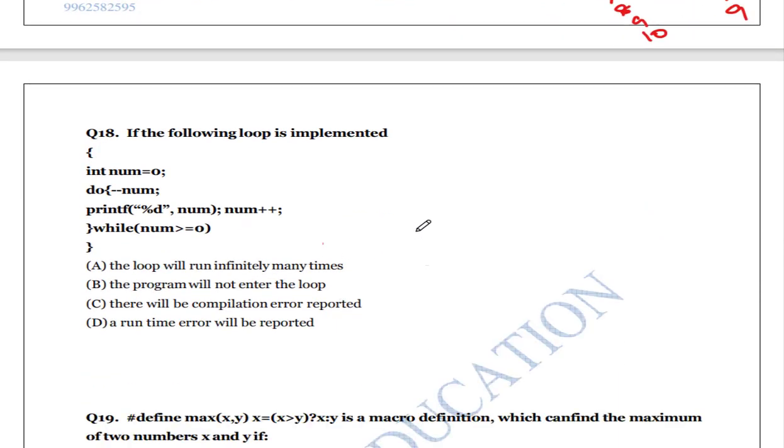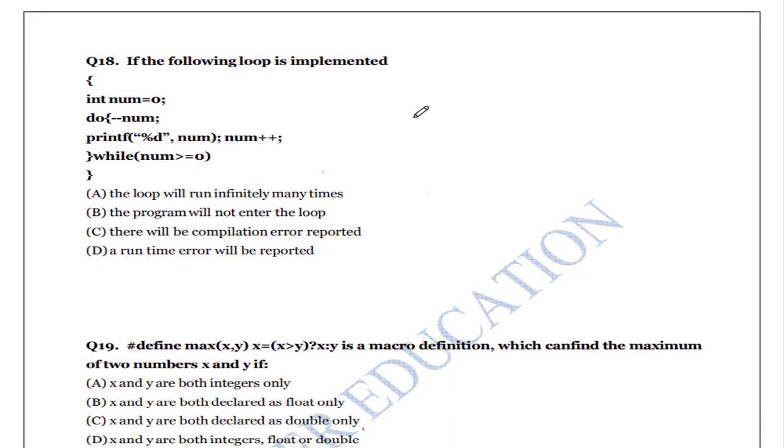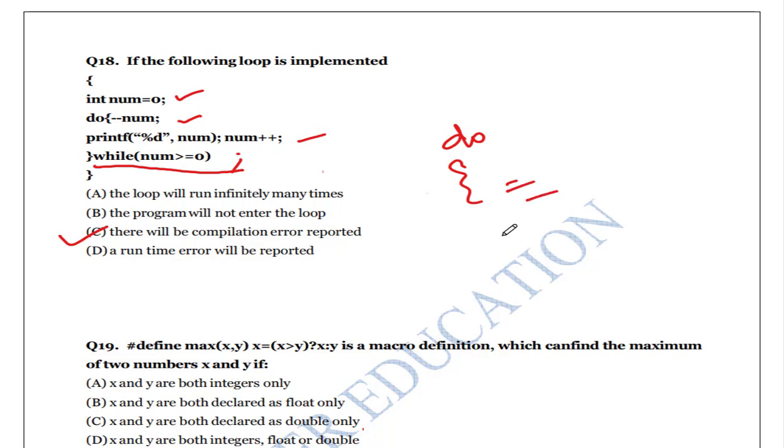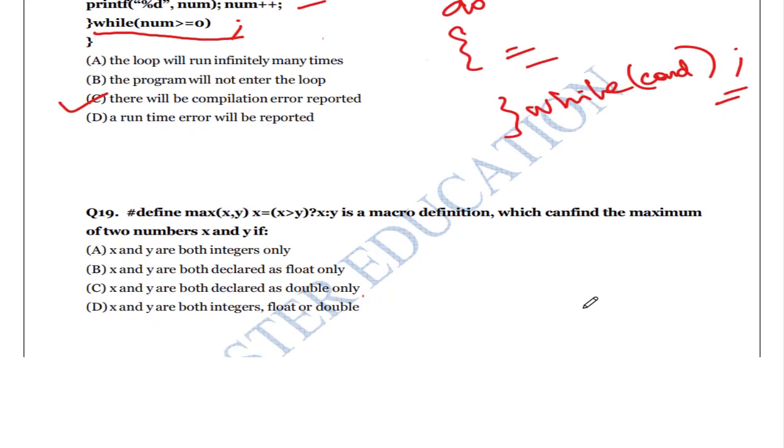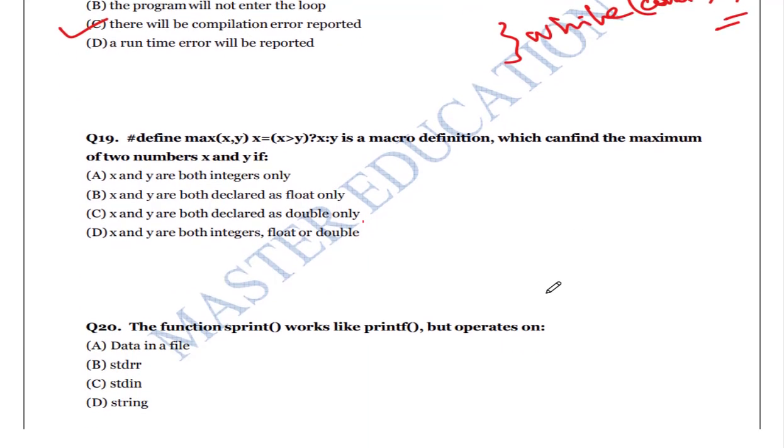The next question. In the following loop, a loop is implemented. int num equal to 0, the statement is correct. do --num, correct. printf %d, num, num++. Here the semicolon is missing after the while condition, so a compilation error will be reported. The syntax is do, then a set of statements, and while condition semicolon. Here the semicolon is missing, so there will be a compilation error.